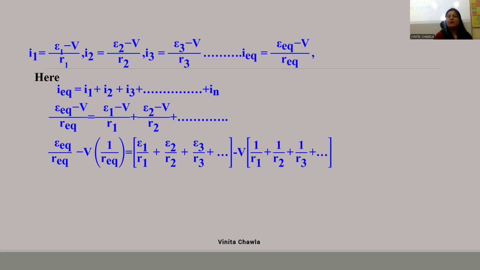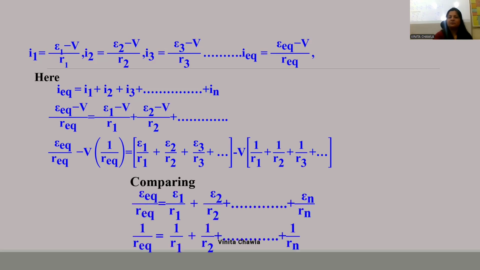Because I1 is E1 minus V by R1, I2 is E2 minus V by R2, I3 is E3 minus V by R3, we wrote it like this. Then we took E1 by R1. See, this R1 is dividing both E1 and V. So we can separate it: E1 by R1 separately and V by R1 separately, right? On comparing we get this.